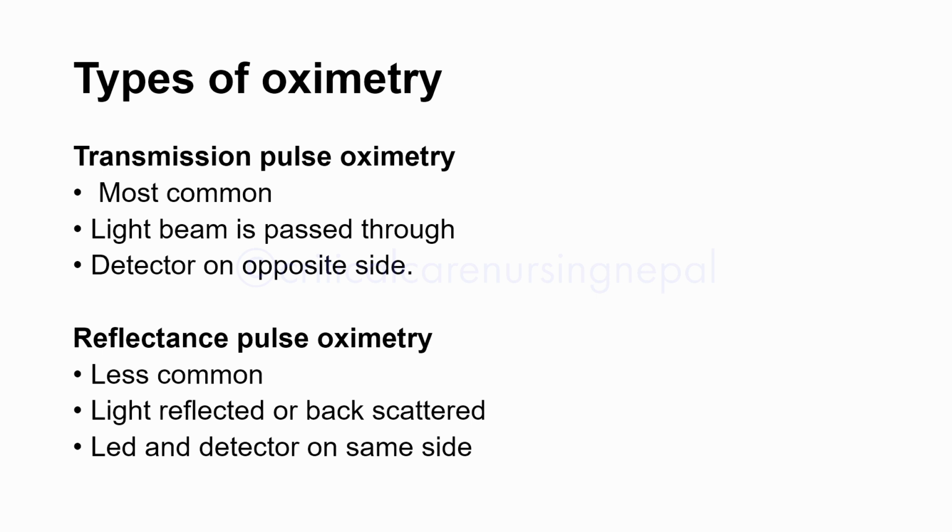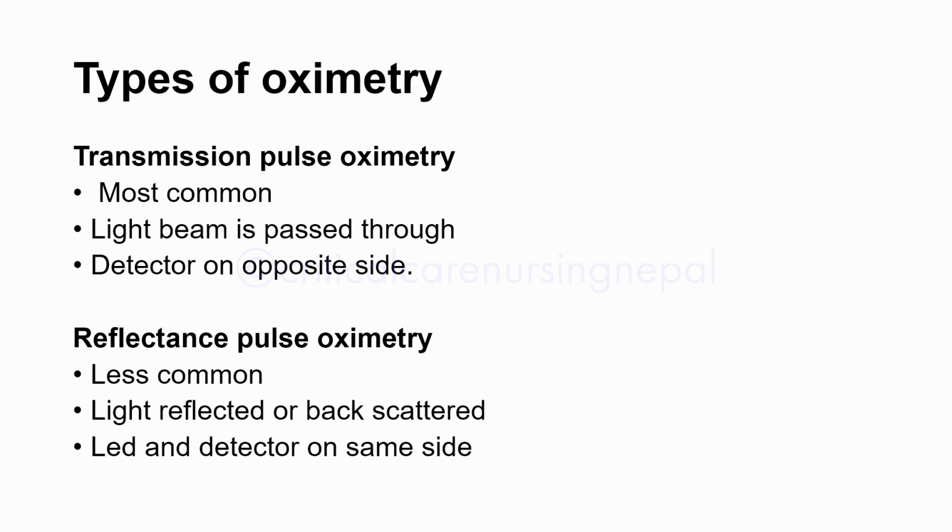These are useful in low perfusion states like shock, or in patients with burns or edema where you cannot place a traditional probe. So the transmission pulse oximetry is the most common one, in which the light beam is passed through to the detector on the opposite side, and the reflectance type is less common, and here the light is reflected or backscattered. The LED light and the detectors are on the same side.